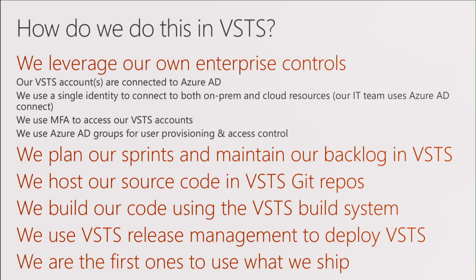So how do we do this? Well, VSTS is developed and managed in VSTS, which means we leverage all the controls, all the recommendations we give to our customers. Our official VSTS account, and we also have a bunch of personal VSTS accounts to go test and try out things, are all connected to Azure AD. Our IT department has set up an Azure AD Connect between our on-prem AD and Azure AD. So I use a single identity to connect to my corporate network, access the corporate network resources, some of our legacy apps, as well as Office 365, VSTS, and other cloud resources.